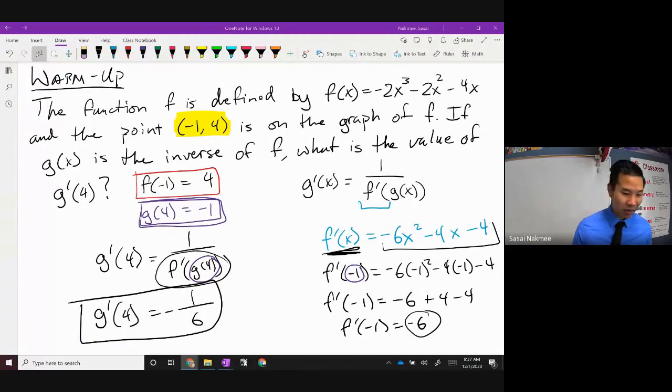Oh wait, -1/6. It's technically 1 over -6, but when you simplify the fraction, it's -1/6 if you want to write the negative out in front. That's how it works out.